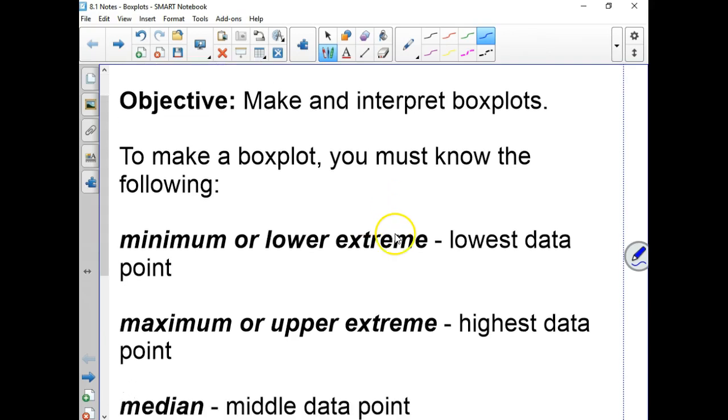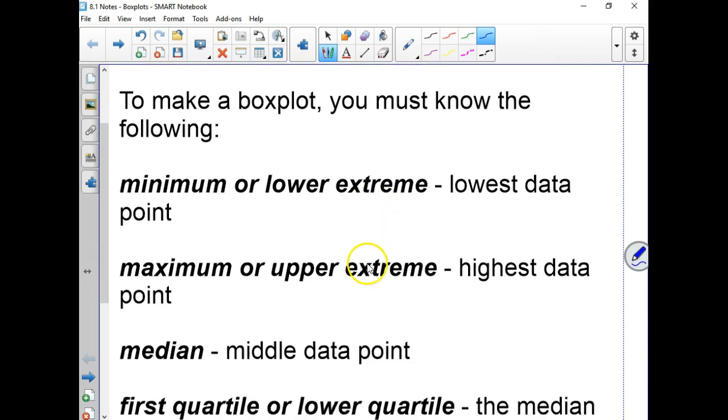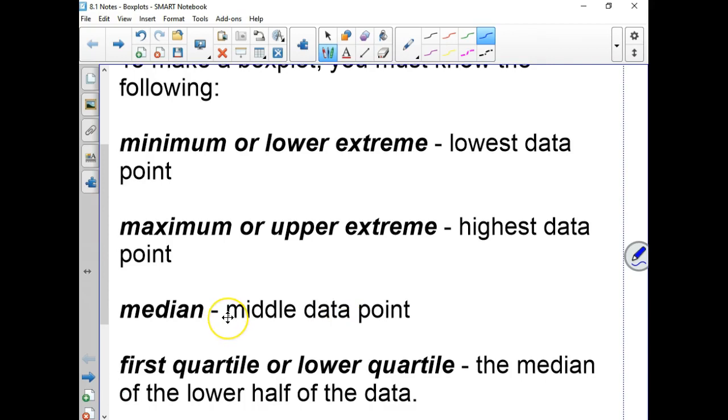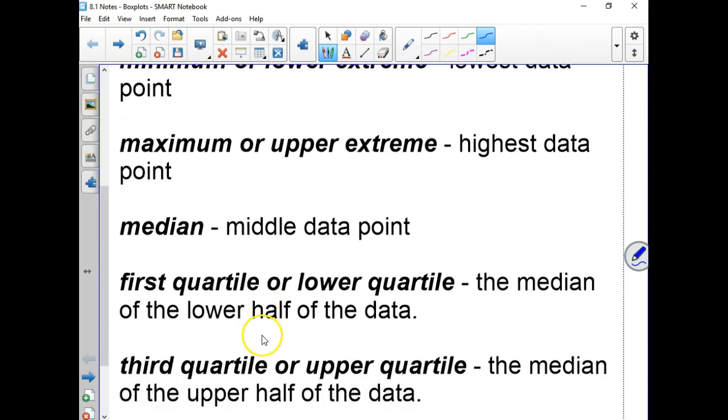To make a box plot, you must know the following. You have to know the minimum, or sometimes it's called the lower extreme, which is just your lowest data point, the lowest number that you have. Your maximum, or your upper extreme, that's your highest data point. The median is your middle data point, so whenever you put your data points in numerical order, it's the middle number. You also have to know your first quartile, or sometimes that's called your lower quartile.